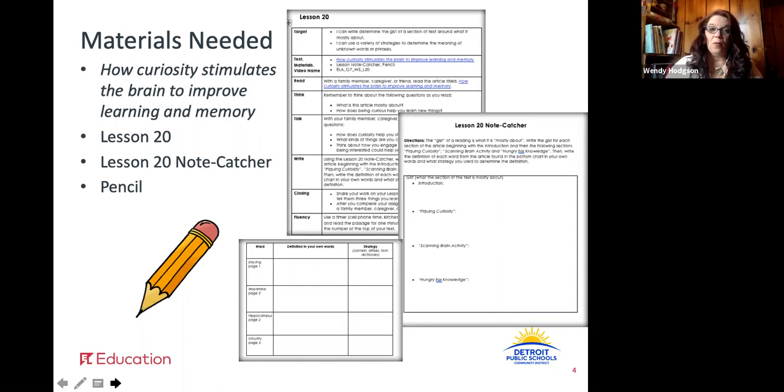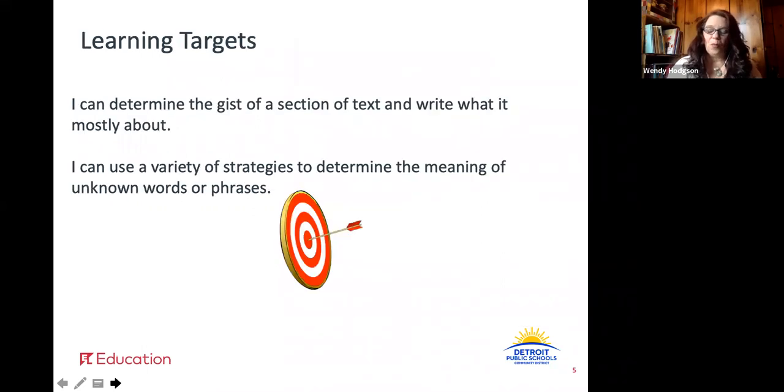Okay, like always, we always begin with our learning targets. We have 2 today. The first one is: I can determine the gist of a section of text and write what it is mostly about. And the second learning target says, I can use a variety of strategies to determine the meaning of unknown words or phrases.